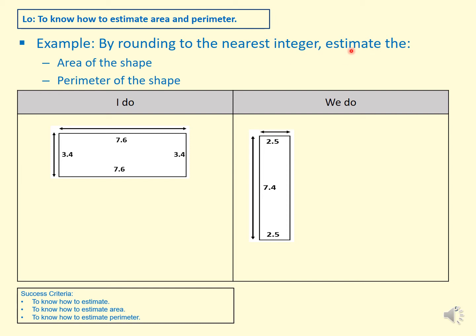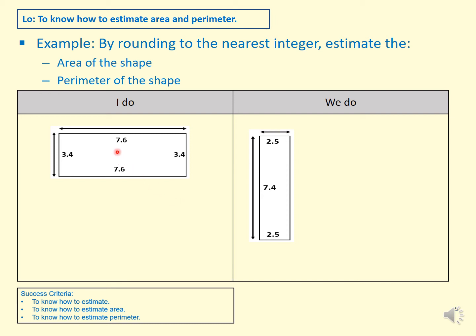So in estimation, they'll tell you what you need to estimate. In here, they say rounding to the nearest integer. So I know that I need to round every single one of these numbers to the nearest integer. Let's start with 7.6. If I round 7.6 to the nearest integer, what do I get?